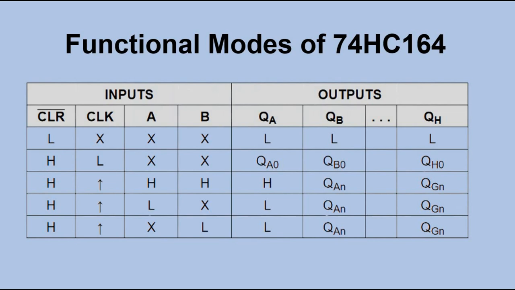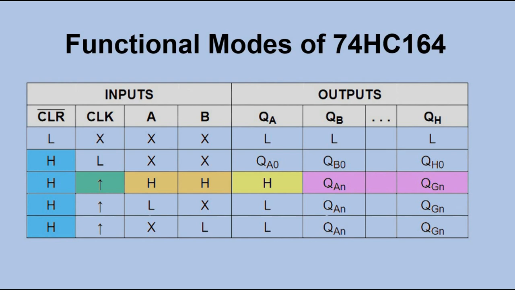In the first row, you see that when the CLR pin is set to low, then regardless of the kind of signal you send to the clock pin and input pins A and B, all output pins are reset to low. Any other behavior requires the CLR pin to be set to high. Next, you see that a low signal at the clock pin does not affect the output pins and they remain unchanged, no matter what we send to the data input pins. But if the signal at the clock pin changes from low to high and we have a high signal on both input pins, then one is shifted into the shift register, and all the bits already existing in the register are shifted to the right by one position.